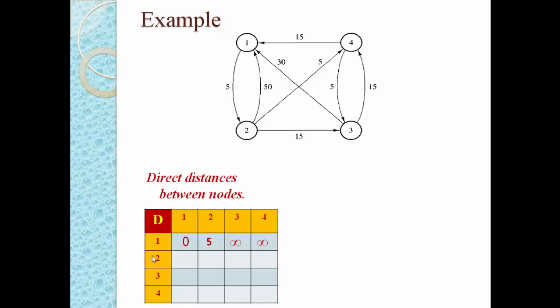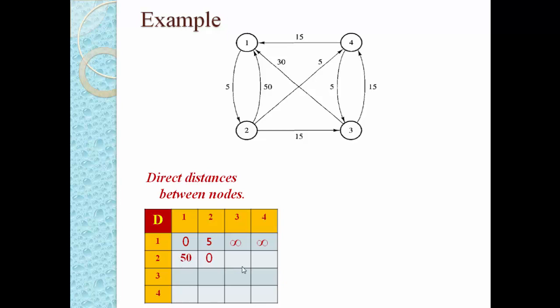Then second row. Now we have to consider 2 as the source node and the column as the destination node. So 2 to 1, second row, first column. Is there any direct path? Yes, 2 to 1, there is one direct path and the length is 50. 2 to 2, it is a self node, so we have to put 0 there.